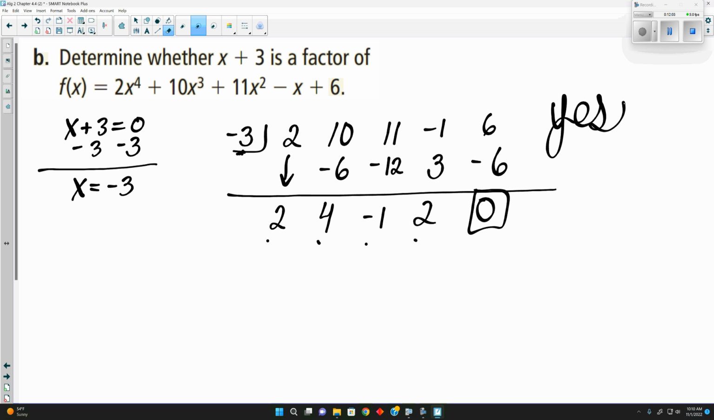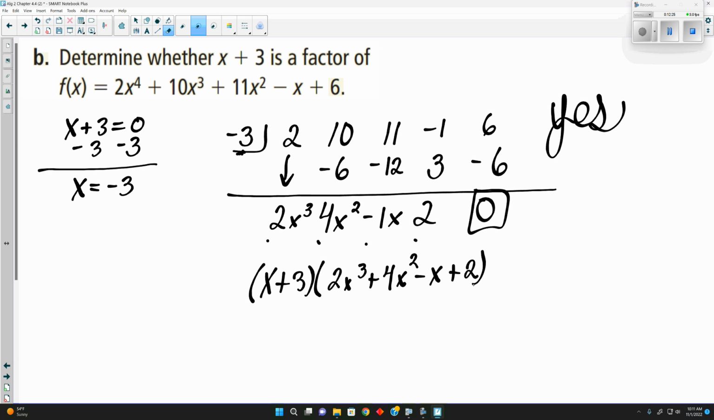Yes. And our final polynomial, what we can say is x plus 3 times 2 is our constant term, negative 1 would have x, 4 would have x squared, and 2 would have x to the 3rd. So we have 2x to the 3rd plus 4x squared minus x plus 2.